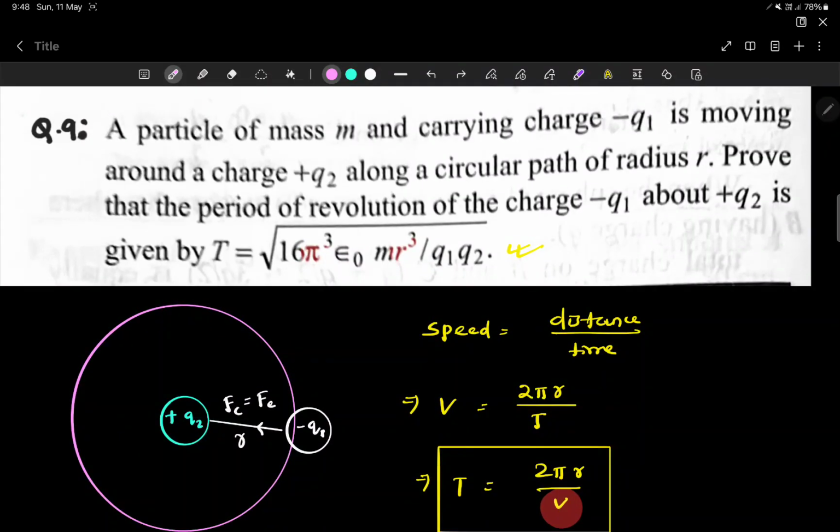In the previous class, part 1, we completed somehow 13 numericals. Here we completed 9 numericals. Regarding Coulomb's law, we are covering nearly 20-21 numericals of different varieties. So try to solve all these questions.